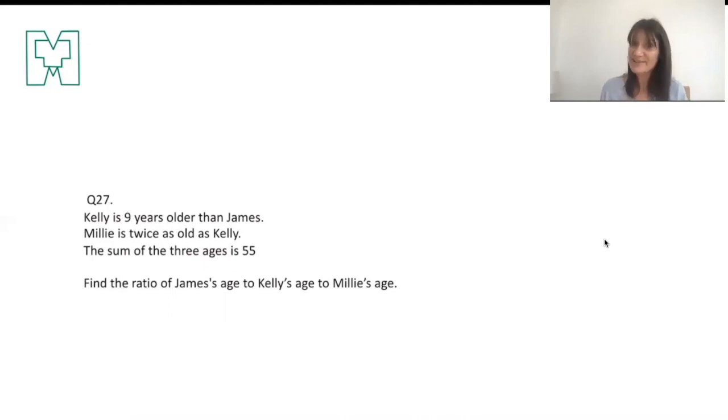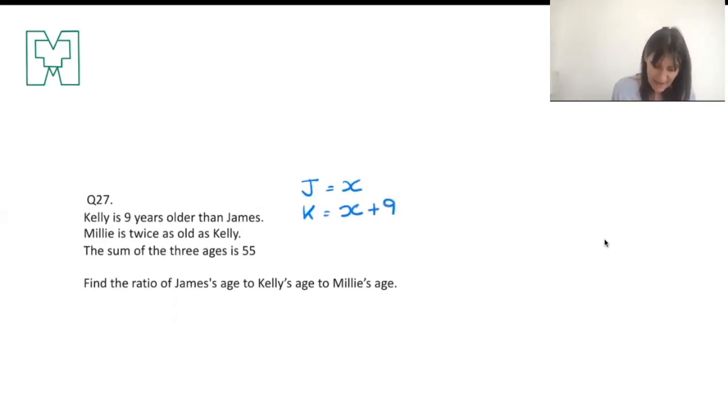This one doesn't, okay? Kelly is 9 years older than James. Who am I giving the first letter to? And it will be James. James is a number I don't know. Kelly is 9 years older than James. So she is x, James's age, plus 9. And then Millie is twice as old as Kelly, which means doubling Kelly's. So 2x plus 18. Okay.